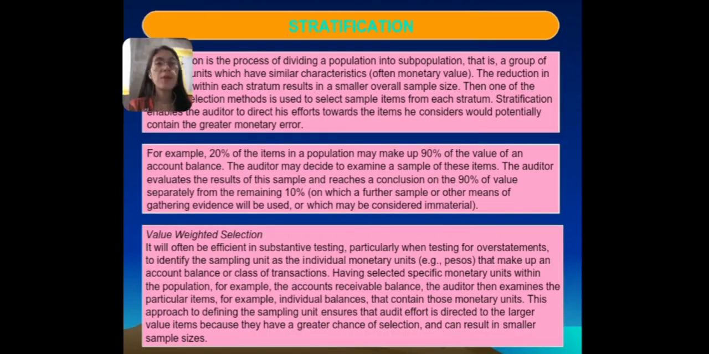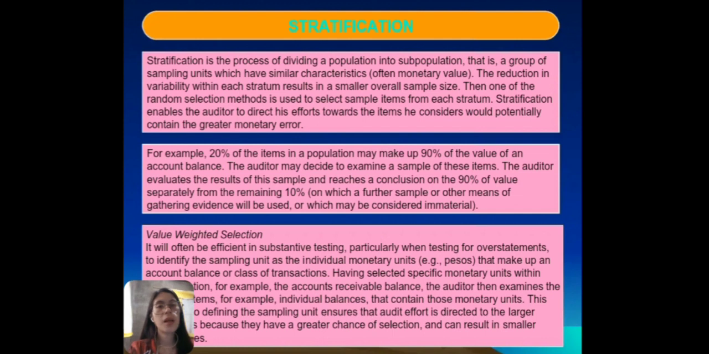So, stratification. Stratification is the process of dividing a population into subpopulations, that is, a group of sampling units which have similar characteristics, often monetary value. The reduction of variability within each stratum results in a smaller overall sample size. Then one of the random selection methods is used to select sample items from each stratum.